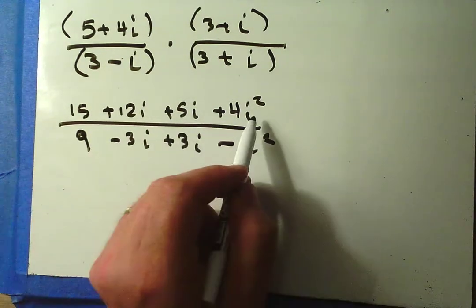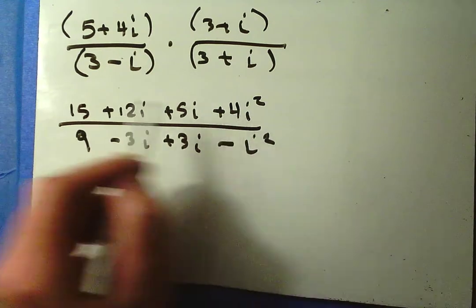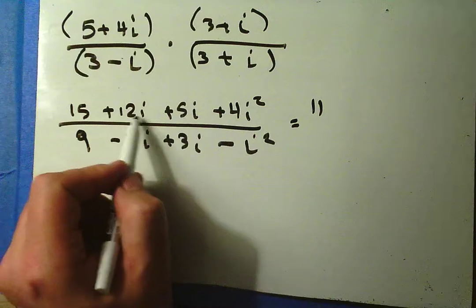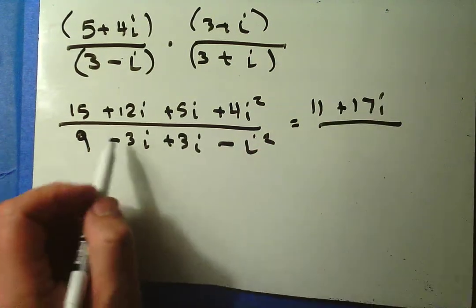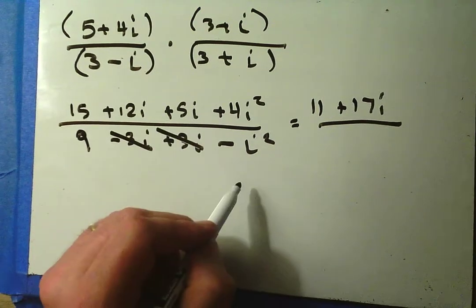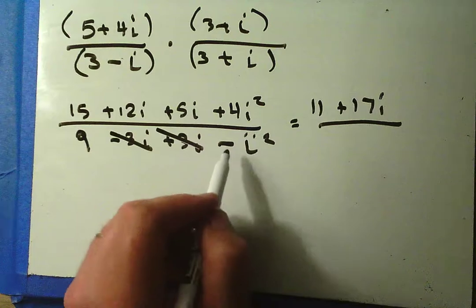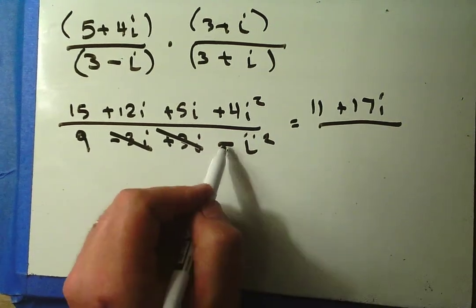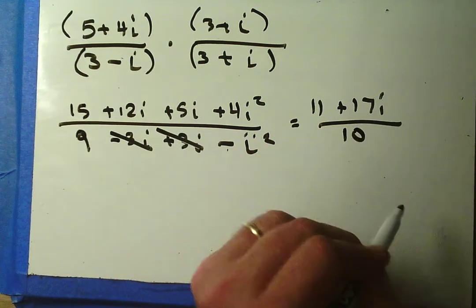Okay, so i squared is negative 1. Negative 1 times 4 is negative 4. Negative 4 plus 15 is 11. And then 12i plus 5i is 17i. And then here on the bottom, the middle terms should always cancel. i squared is negative 1. There's already a negative here. So negative times negative 1 is positive 1. 1 plus 9 is 10.